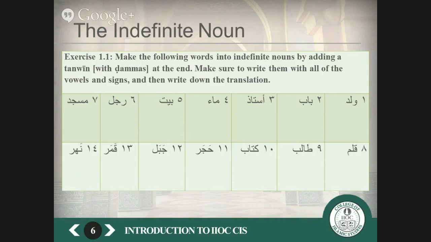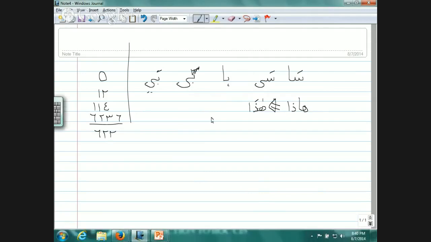Who needs more time? Everyone's done. Okay, good. All right, so number one, I'll show you exactly what you should have written: waladun. Translation: a boy, or it could also mean a child. Exactly. That's what you would write. Even one or the other is fine.